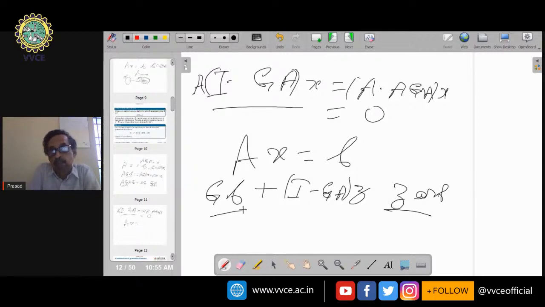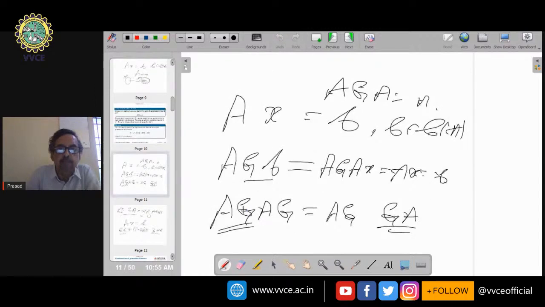So sometimes if AX is equal to B, then we look for a solution with the minimum norm, or the solution with the minimum cost.